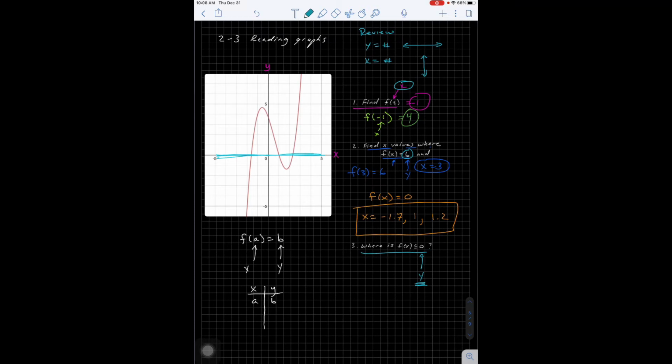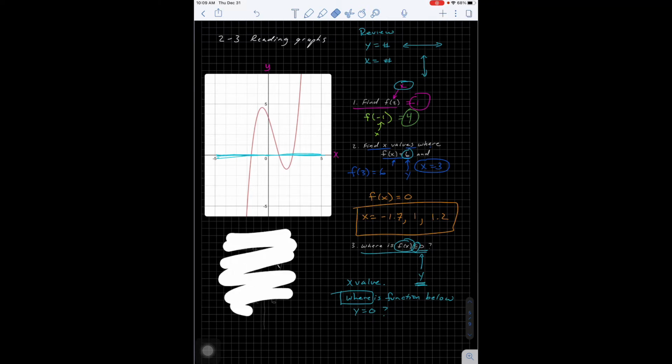And this is saying, hey, where is this graph less than 0? So what that translates to, what we would say in English is, where is the function below y equals 0? Okay, now, whenever I ask you where, that is asking for an x value.